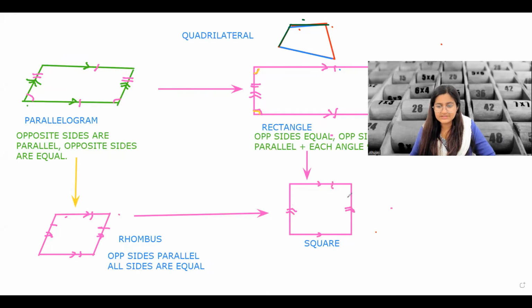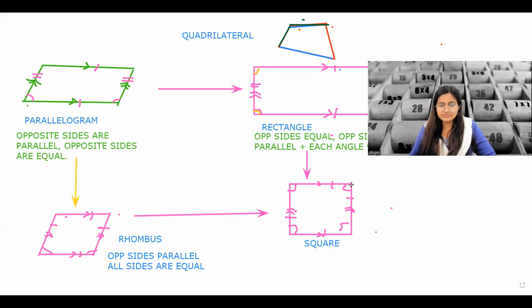And each side is equal, of course, and each angle is equal to how much? 90 degrees. A rhombus can have any angle. There could be any angle. Here it is an acute angle as well as an obtuse angle, but a square has all angles equal to 90 degrees. Okay, so what are the properties we can say about a square right now?